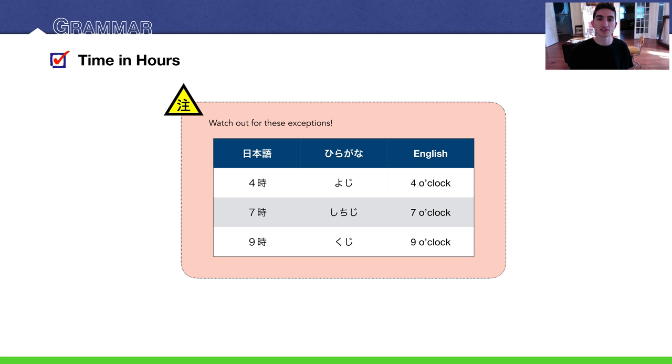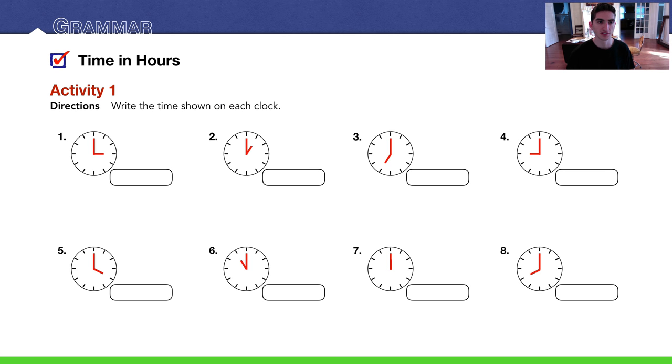Okay? 4 o'clock is not 4時 as you'd expect. It's just 4時. 4時 desu. It's 4 o'clock. 7 o'clock is 7時, never the other reading. And then 9 is 9時, never the other reading. Okay? Watch out for those exceptions.